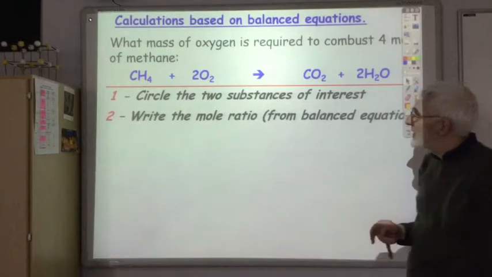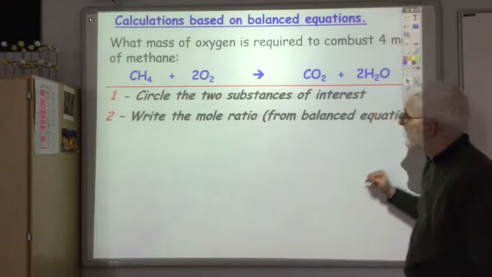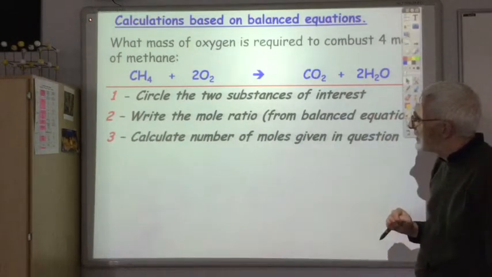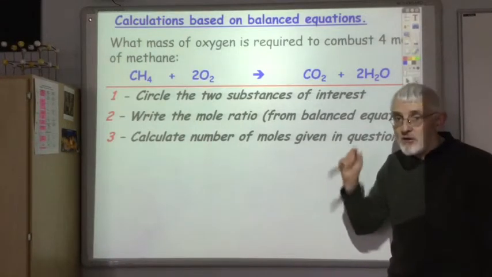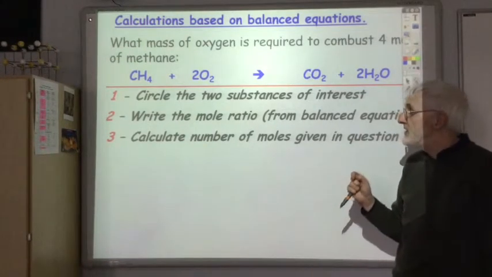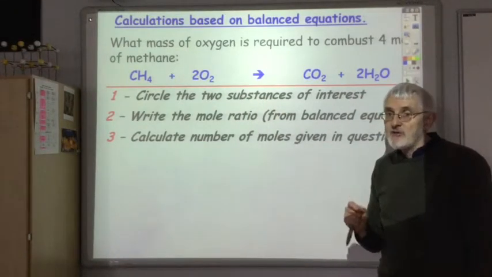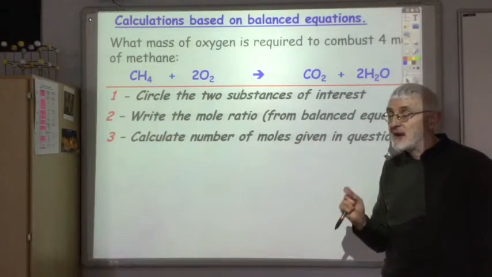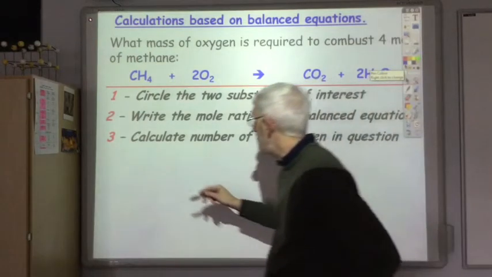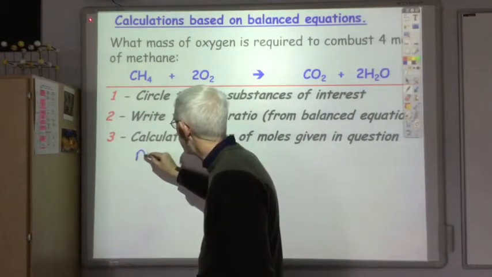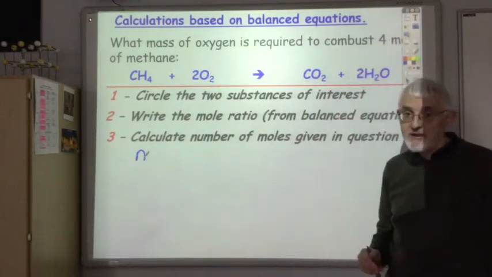Right, the second step, you look at what the mole ratio is according to the balanced equation. Then the third step, you calculate the number of moles given in the question. So you're always, always, always given enough information to determine the number of moles of one of these 2 things you've circled. Now at National 5, there'll be 3 ways you could possibly be given this information. So you might just be given the number of moles in the question, might be given N, as you are in this case. We're told we've got 4 moles of methane.